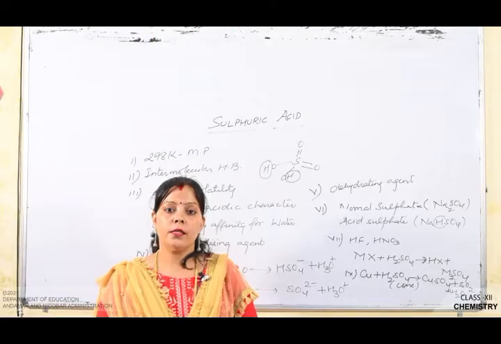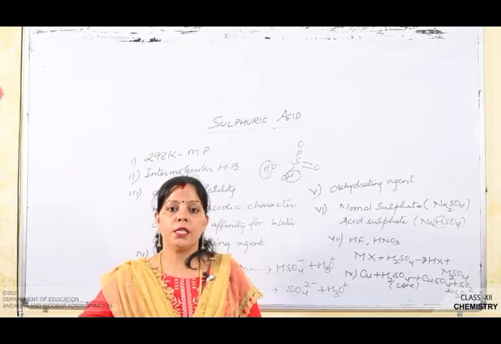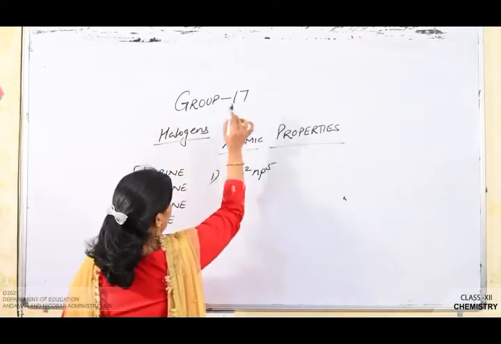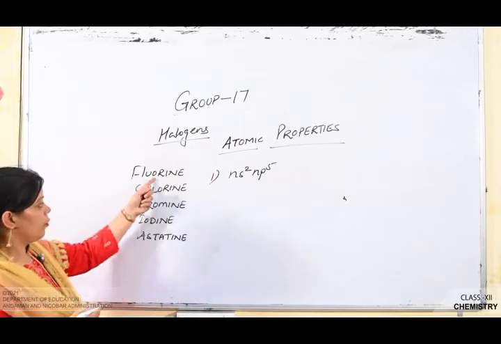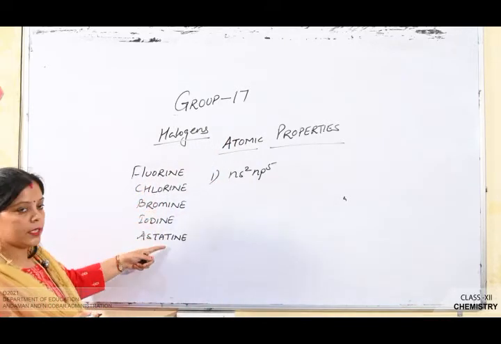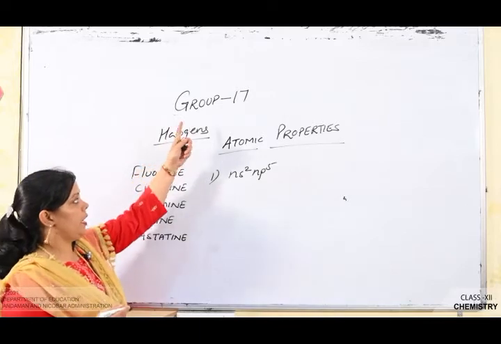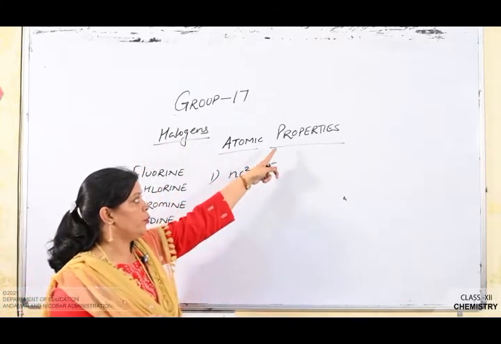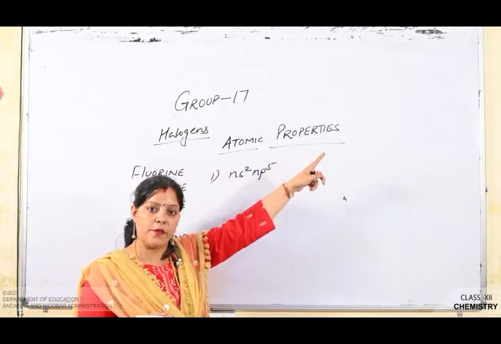So children, this is all about the group 16 elements. The next group is the group 17 elements, in which fluorine, chlorine, bromine, iodine and astatine are present, and these elements are collectively named the halogens. So children, we move to the atomic properties of the group 17 elements.